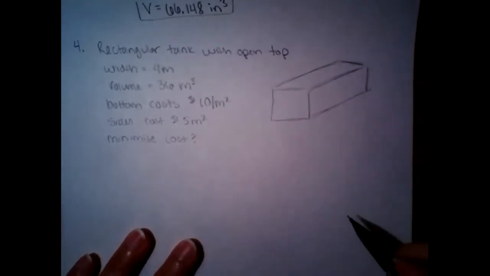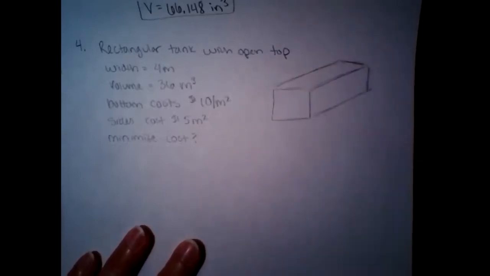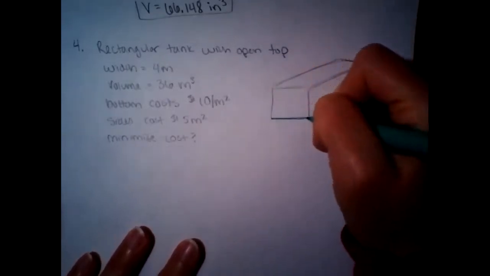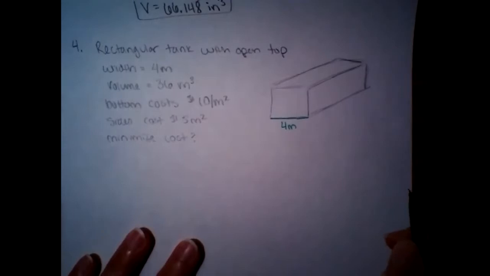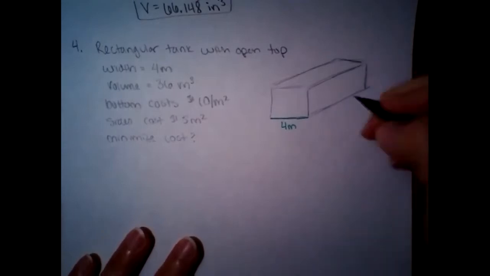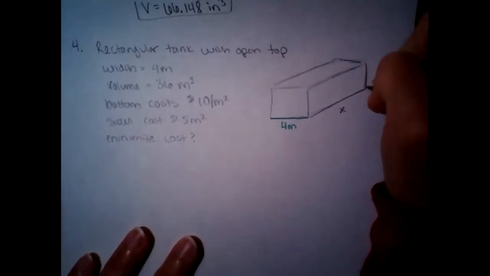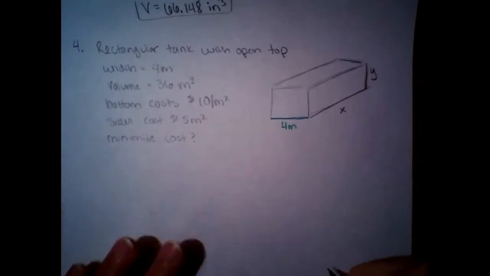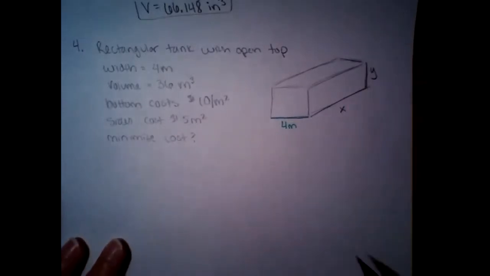All right, so the width of it is 4 meters. So here I will color code. So this is 4 meters. We weren't told specifically the length or the height. So I'm going to make the length be x and the height be y. We need variables for those. They told us the width, but we don't know the length or the height. So I'm going to call those x and y.